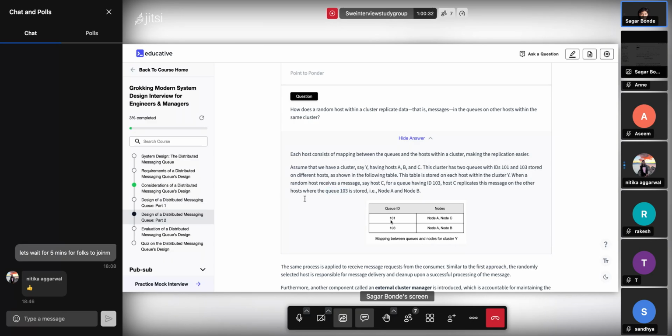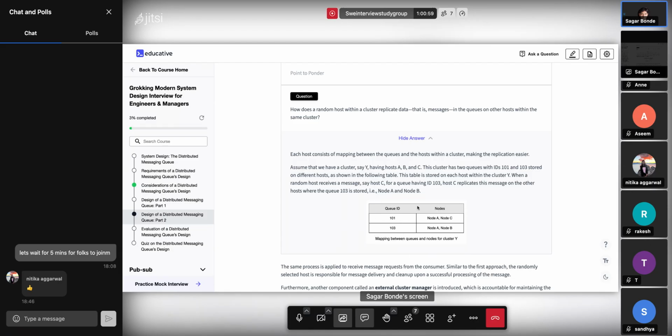So 103 is a queue ID, and there comes a message from a producer which is supposed to be stored in Q103, like the 103rd part or 103rd fraction of the whole queue. So that request is at the very first time received by host C. Host C has this table.